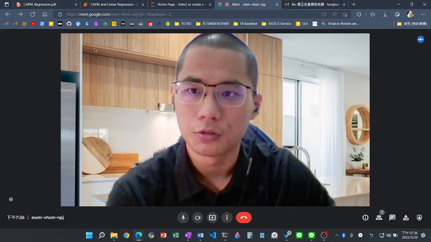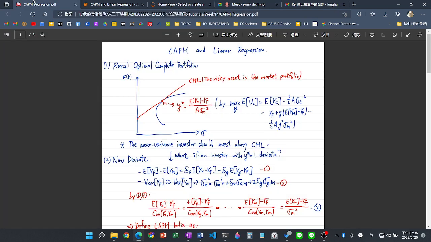Today we are going to talk about linear regressions and the capital asset pricing model. In particular, I want to first talk about the capital asset pricing model, and then we go into linear regression and the Python coding parts, because linear regression has a lot to do with the CAPM.